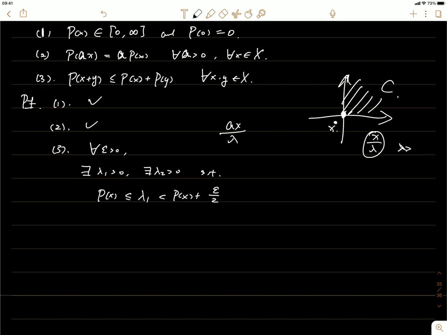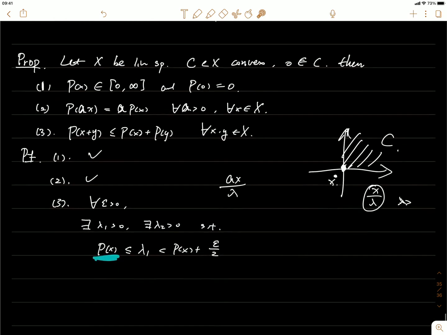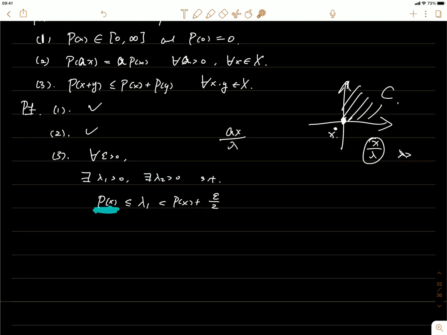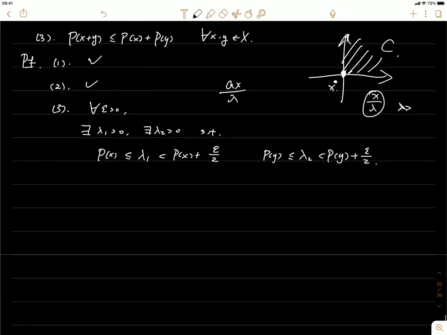This is because px is defined as the infimum of the lambda, right? So for the fixed x, I can find this lambda 1, which is between that. That's because of the infimum definition, right? Similarly, I can have py less than or equal to lambda 2, which is between this. That's how my lambda 2 is found.